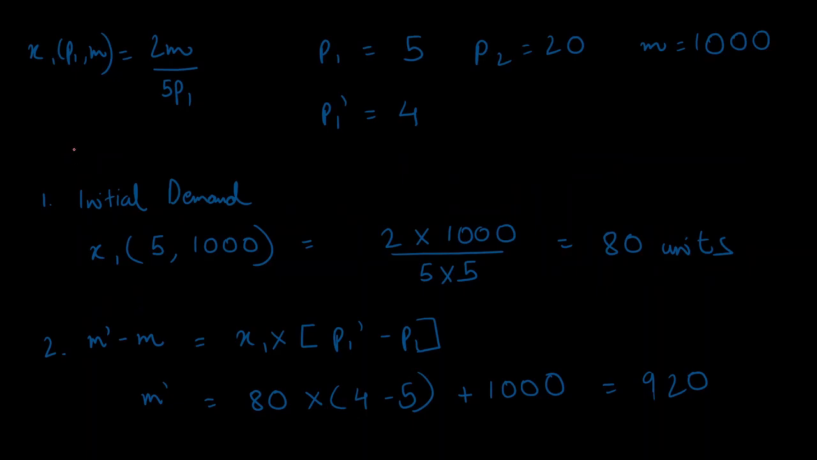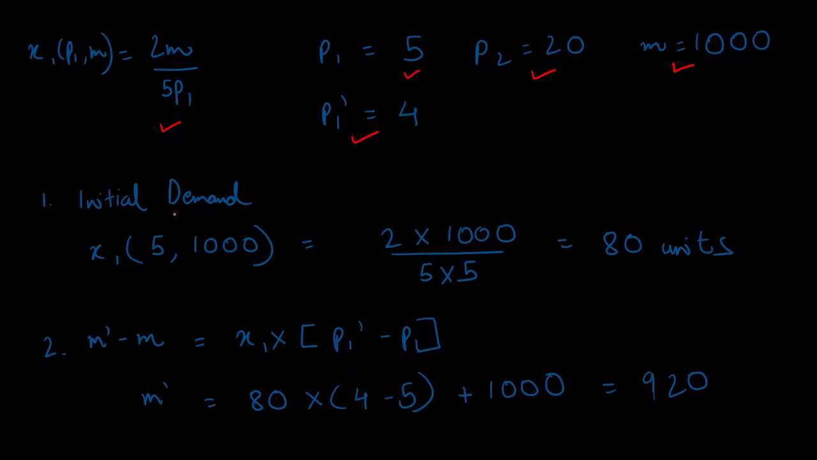Over here, I have everything that you can salvage from the question. Again, this is the demand function for x1. These are the original prices. P1 is equal to 5, P2 is equal to 20. The income M is given by $1,000. And the new price, which is $4, is denoted by P1 dash.